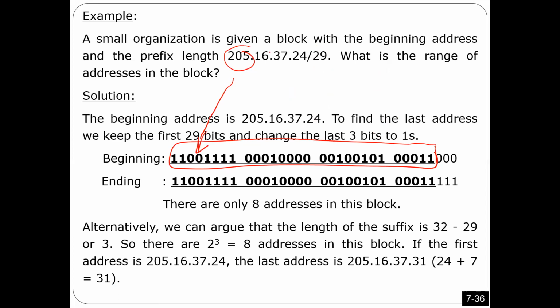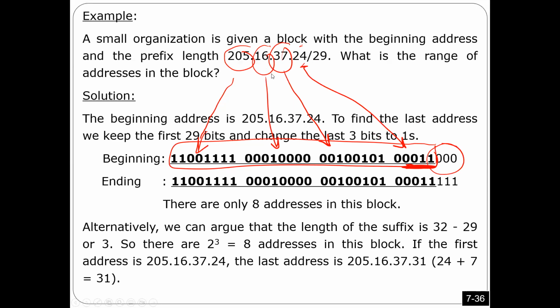205 is here. 16 is here. 37 is here. The last byte, 24, actually is going to give you this part. So this part alone is 24. And then we have here only 3 bits. That means the range of addresses given to you when I give you this address block.